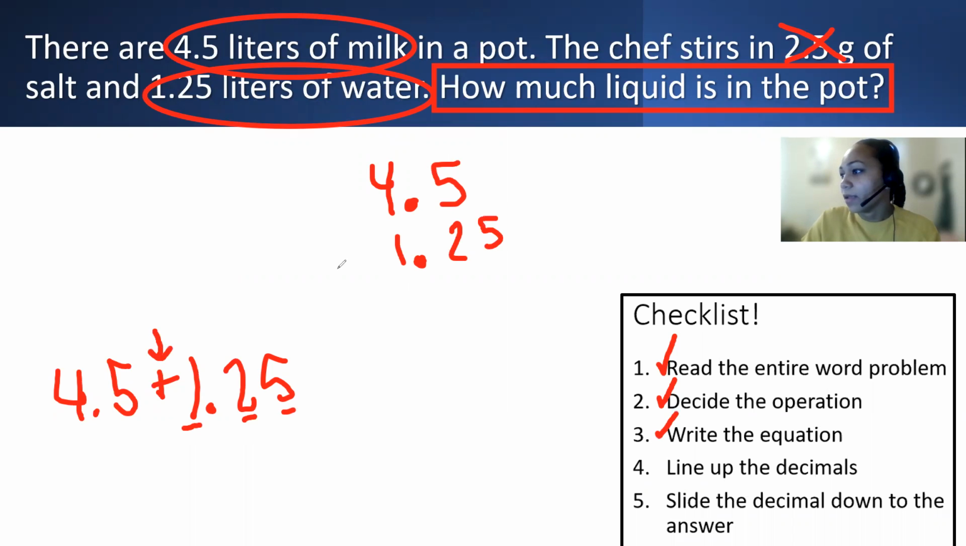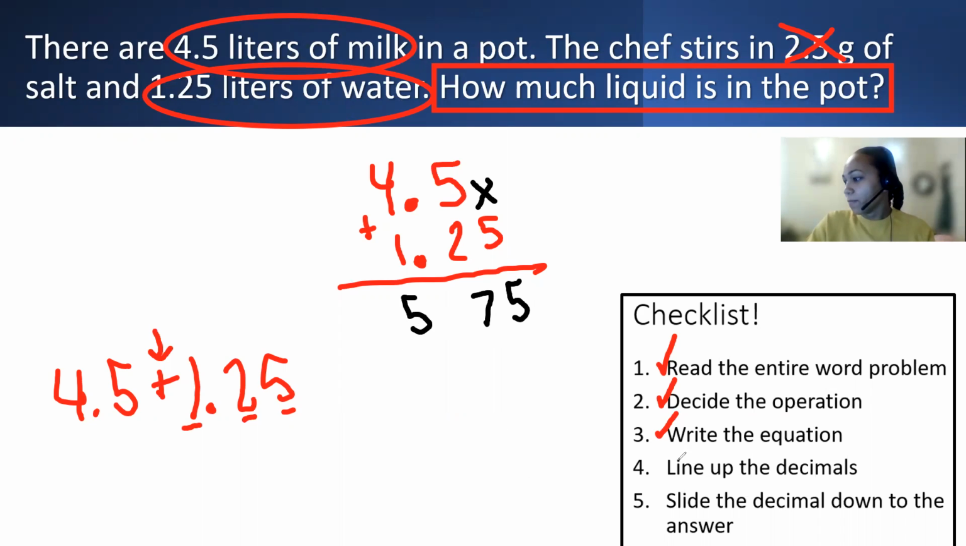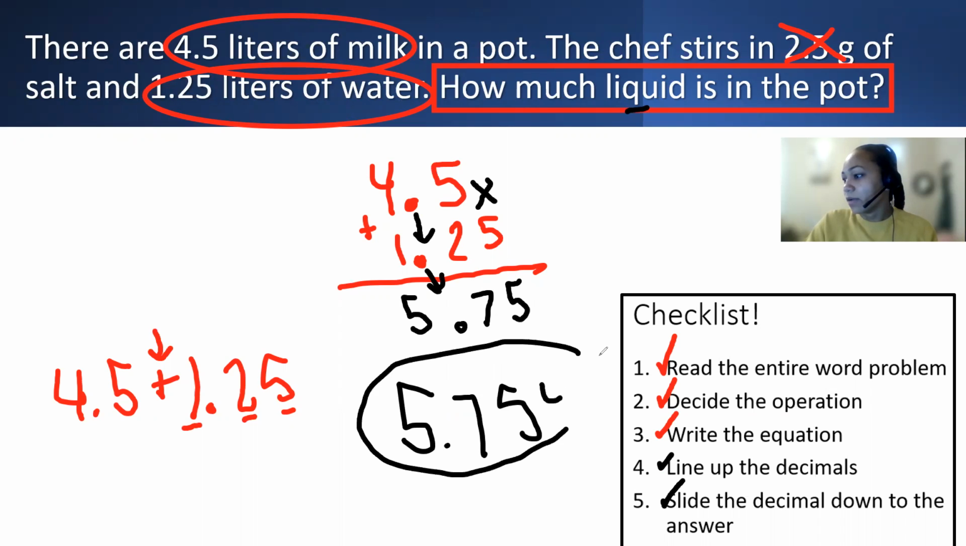Remember, you are adding. All right, and if you watch my previous video, you would know that if there is a blank space, I just put an X or a 0, and then you add from there. 0 plus 5 is 5. 5 plus 2 is 7. 4 plus 1 is 5. All right, I did the math. Next, it says to slide the decimal down to the answer. Okay, that decimal slid down there, then this one needs to go down here. Perfect. 5.75 liters of liquid in the pot all together. That is the answer. All right, let's try this one more time.